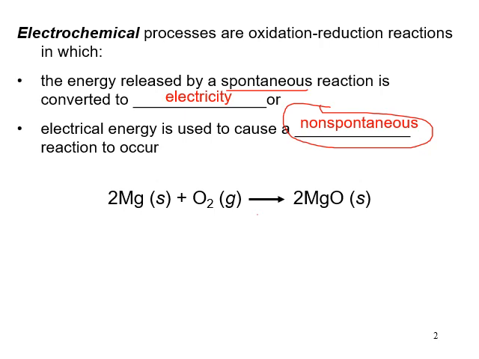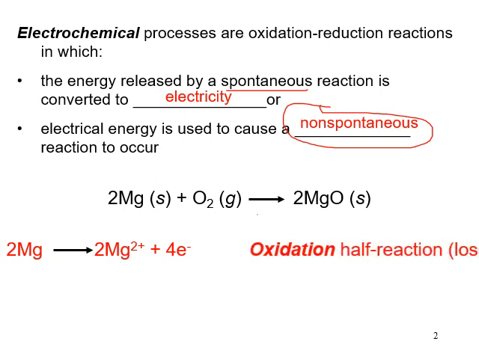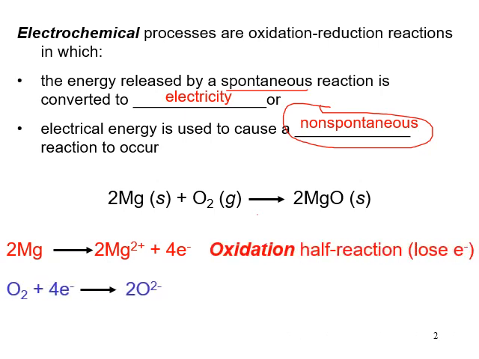Okay, so let's look at an example. Magnesium and oxygen to make magnesium oxide. You can do this in a crucible. You just burn magnesium and this is what happens, but this is a redox reaction. It consists of an oxidation reaction and a reduction reaction. So if you recall, oxidation is where electrons are lost. Reduction is where electrons are gained. But to figure that out, we need to do redox numbers.